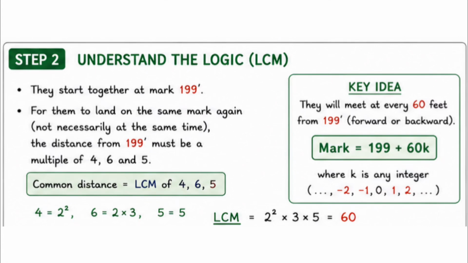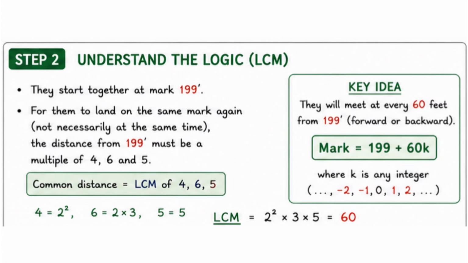and 5. Multiples of 6 are 6, 12, 18, 24, 30. Bring in 5, and it has to end in 0 or 5, so we jump to 30, 60. Is 60 divisible by 4? Yes. So, LCM of 4, 6, 5 equals 60. This means a common landing spot appears exactly every 60 feet along the line. We can write this as a general formula for any common mark, M equals 199 plus 60k, where k is any integer: 0, 1, 2, minus 1, minus 2, and so on.